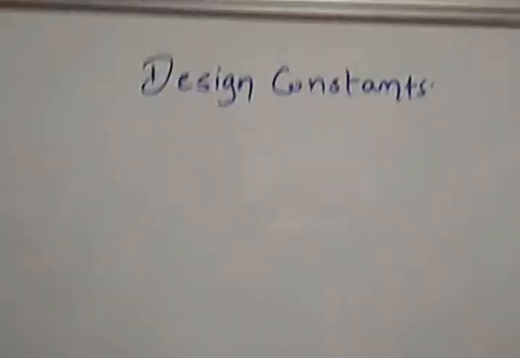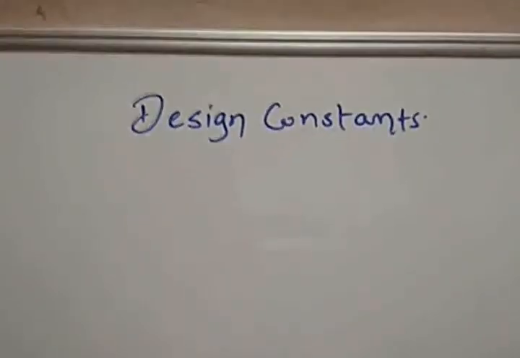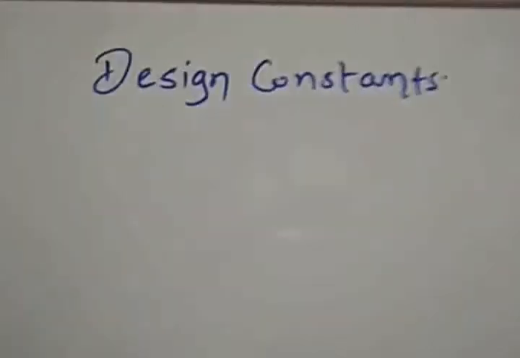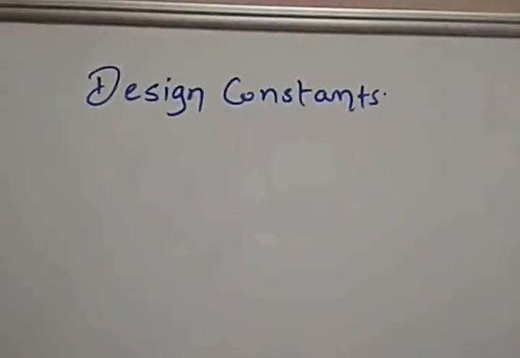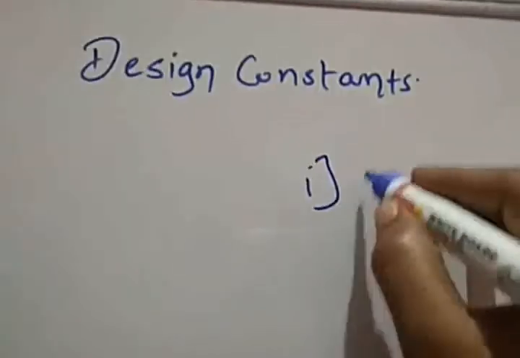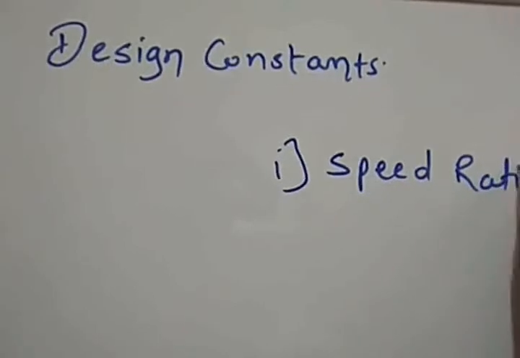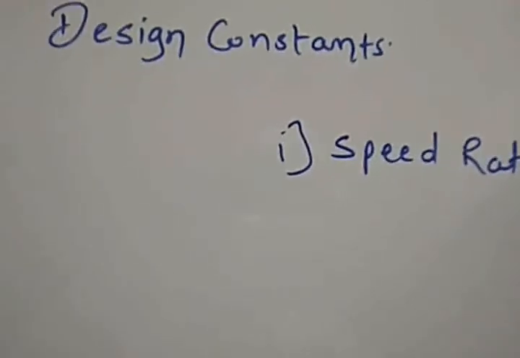Hello friends, today in this lecture we will see various design constants of a centrifugal pump. So there are various constants, we'll go one by one. First is speed ratio. It is denoted by Ku.